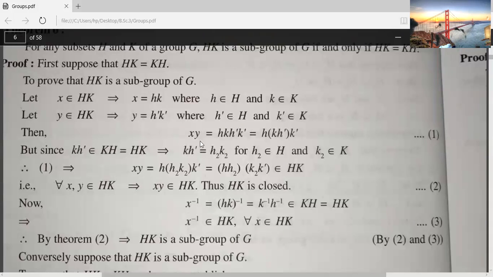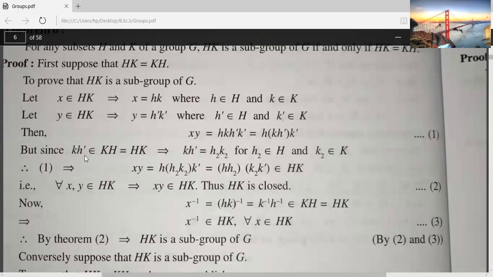Now, take X, Y. X is an element of HK, and Y is an element of HK. If you take XY, you can write HK into H dash K dash, that you can write as H into KH dash K dash. Now you see KH dash belongs to KH.